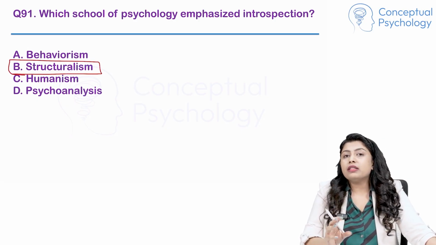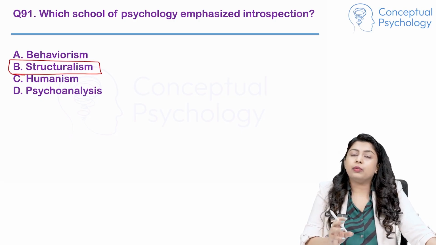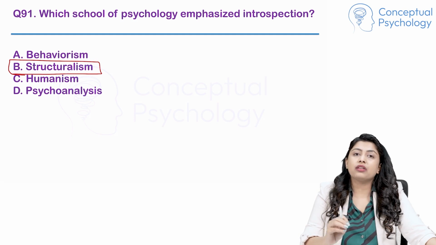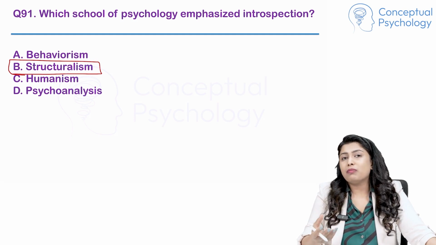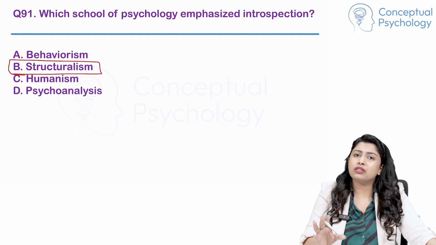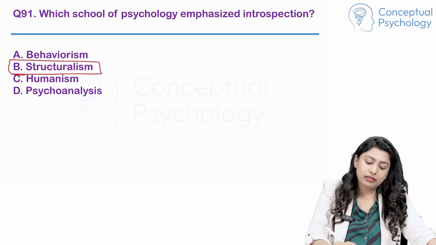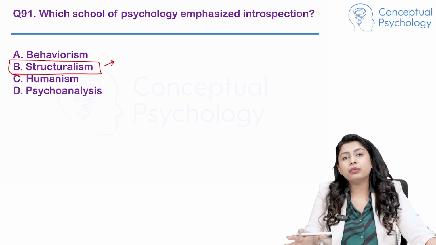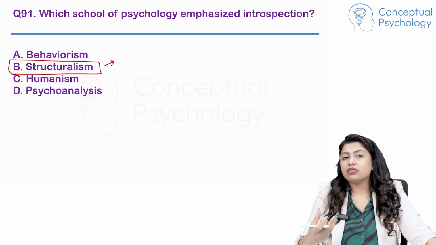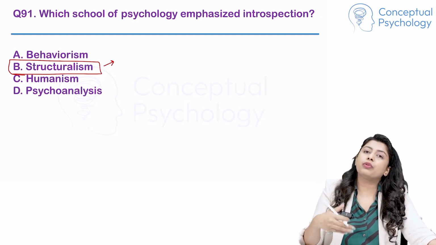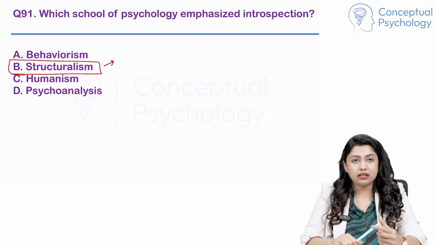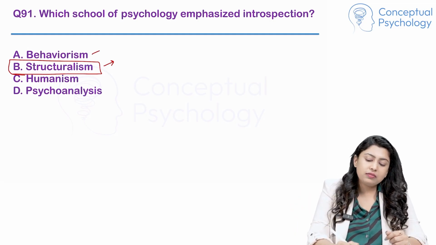This was led by William Wundt and Edward Titchener, and it emphasized introspection as a method to study the structure of consciousness by having trained observers report on their immediate conscious experiences. All right. So, here what are we doing? We are trying to study the structure of our consciousness by having some trained observers report on their immediate conscious experiences.